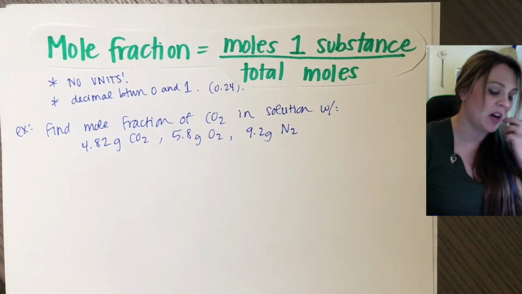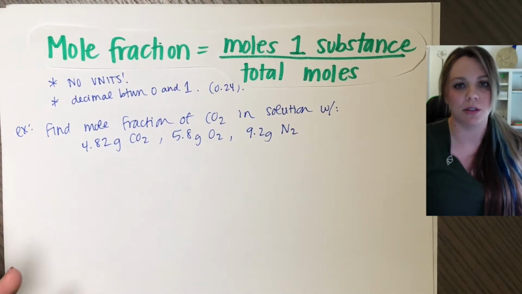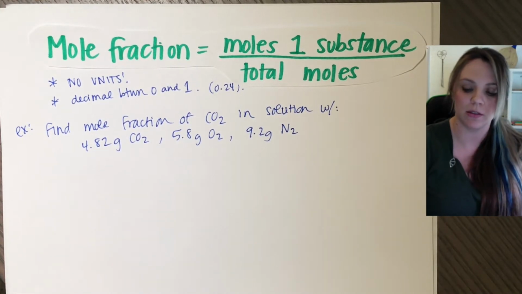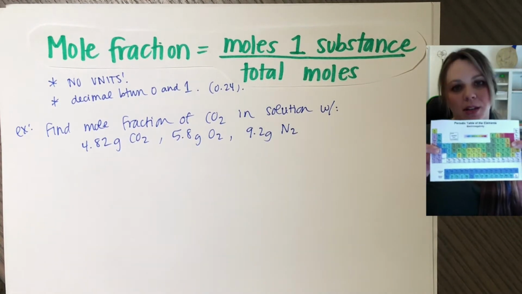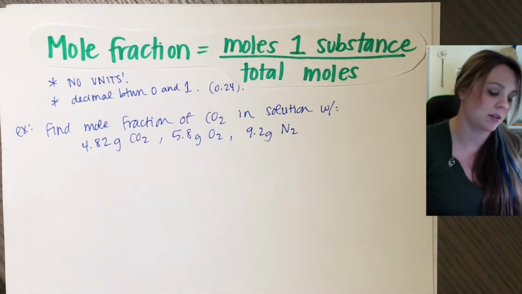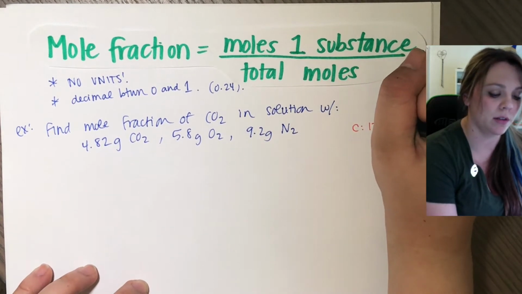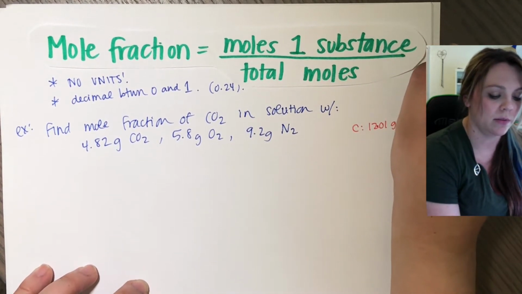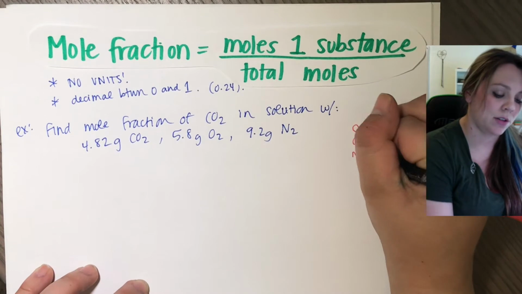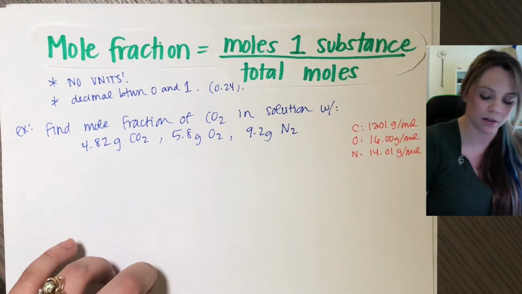Unfortunately, almost always if you're asked to solve for mole fraction, they're not just going to give it to you in moles. They're going to make you do molar conversions first. So you look at your handy dandy periodic table, and we're going to have to convert using molar masses to actually solve for moles. So I have carbon, which is 12.01 grams per mole. I have oxygen, which is 16. And I have nitrogen, which is 14.01. And I can just use those 3 for calculating all this.